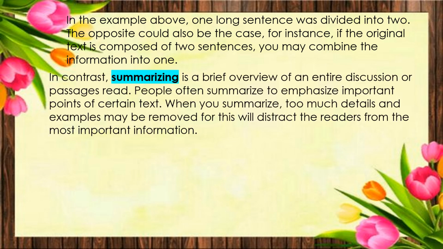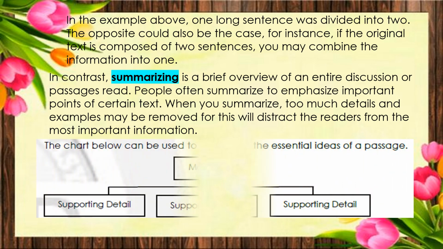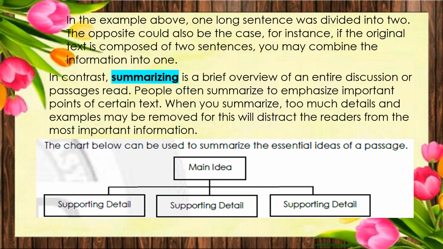In contrast, summarizing is a brief overview of an entire discussion or passage read. People often summarize to emphasize important points of a certain text. When you summarize, too many details and examples may be removed, for these will distract the readers from the most important information. The chart below can be used to summarize the essential idea of a passage. So we have the main idea, and then we have 3 supporting details.